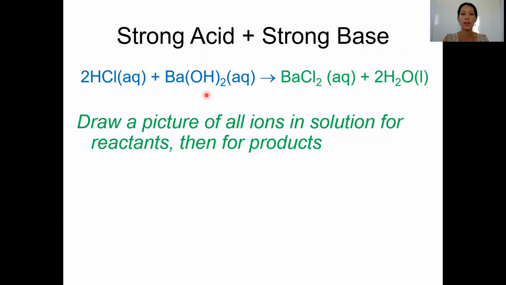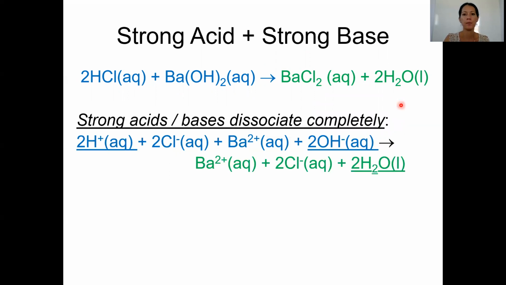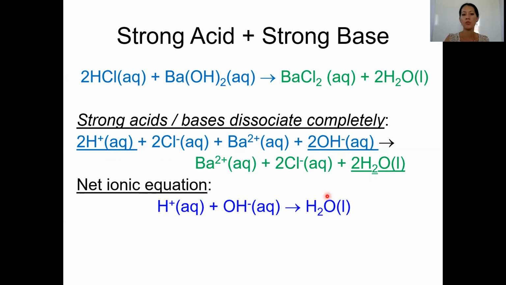So just think about this. I would draw a picture of all the ions in solution for the reactants and then the products. You'll see that if you have 2 H pluses, 2 OH minuses, you shouldn't have any of those ions left, just the spectator ions, and then the intact water. So here I show it in the total ionic form. 2 H pluses, 2 OH minuses give you 2 waters. That's your net ionic equation, simplified.